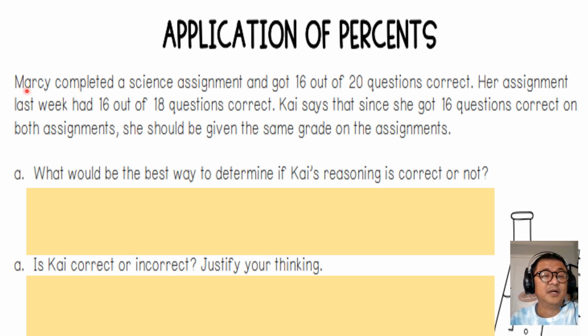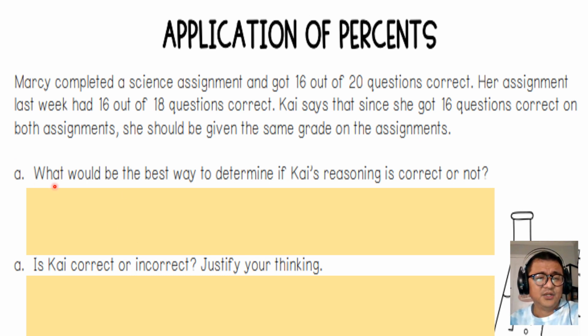Let's read the problem. Marcy completed a science assignment and got 16 out of 20 questions correct. Her assignment last week was 16 out of 18 questions correct. Now, Kai realized that and said, yo, since she got 16 questions correct on both assignments, she should be given the same grade in the assignment. Are you sure? Is Kai right?